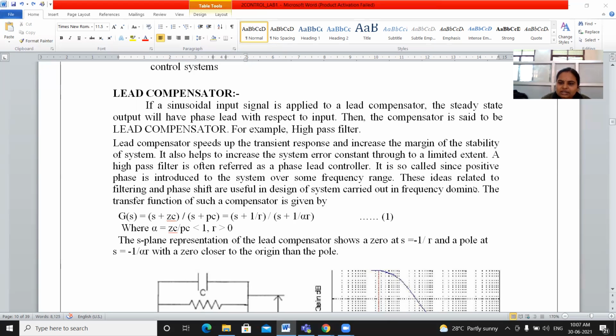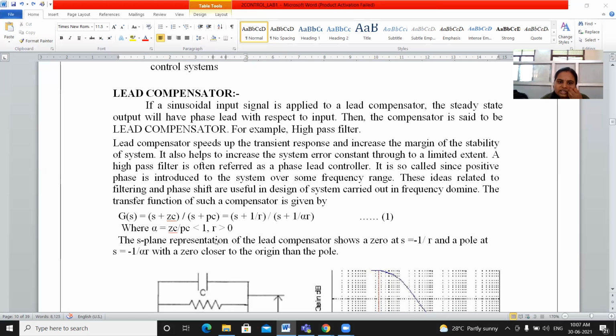These ideas related to filtering and phase shift are useful in designing a system carried out in the frequency domain. The transfer function of such a compensator is given by G(s) = (s + Zc) / (s + Pc), which is nothing but (s + 1/gamma) / (s + 1/(alpha gamma)). This gamma we call the dead time or delay time.